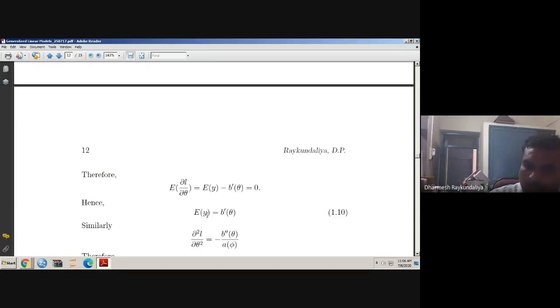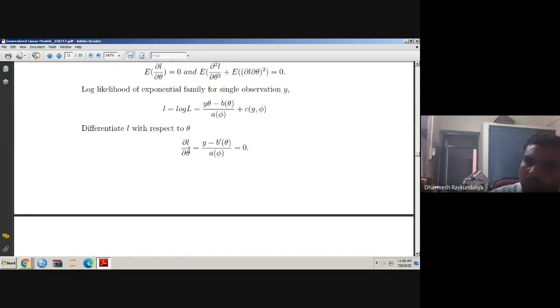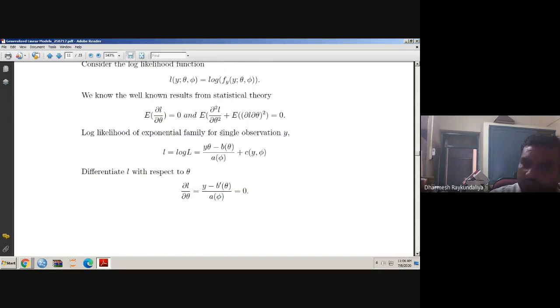Now we find out the second derivative. How to find out the second derivative with respect to theta? So this is the quantity. The derivative of y with respect to theta is 0, and the first derivative is there. Second derivative, that means minus b double dash theta. And of course, a phi is a constant, so the second derivative is minus b double dash theta upon a phi. Now we know this particular relation: expected value of del square L by del theta square plus expected value of del L by del theta whole square equal to 0.